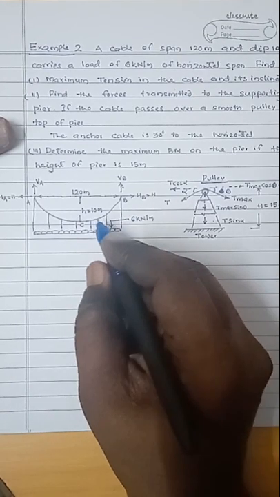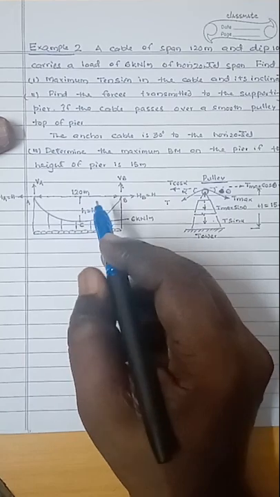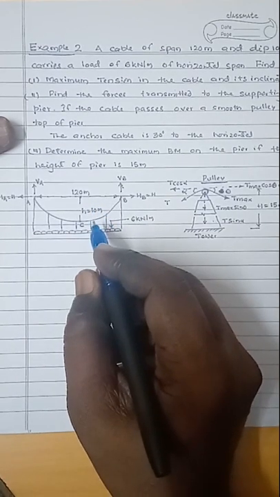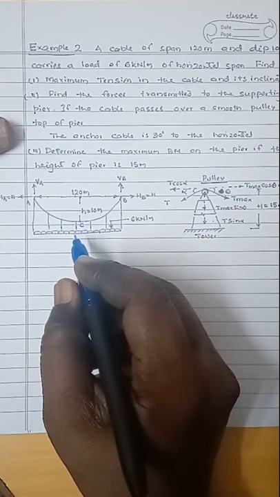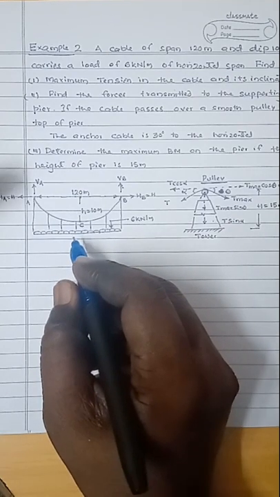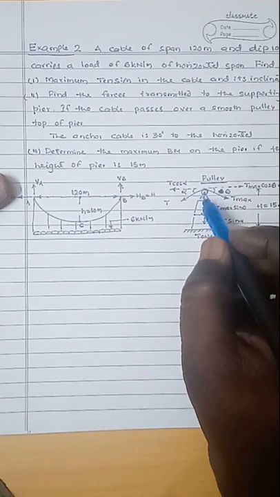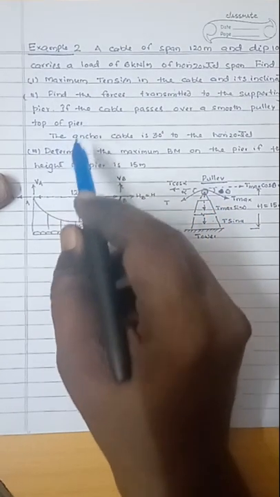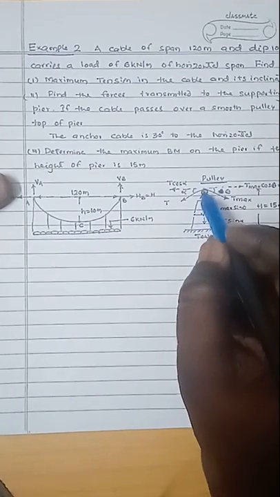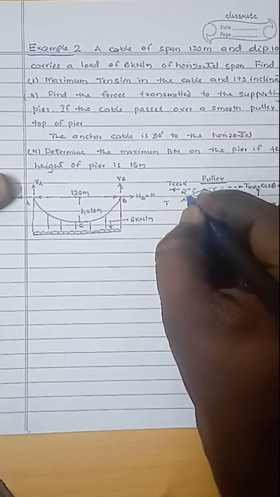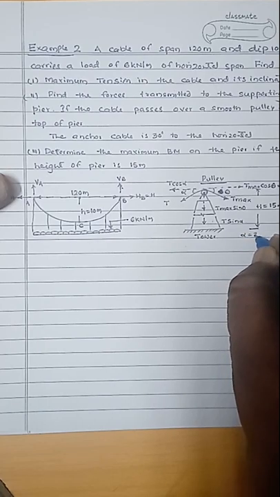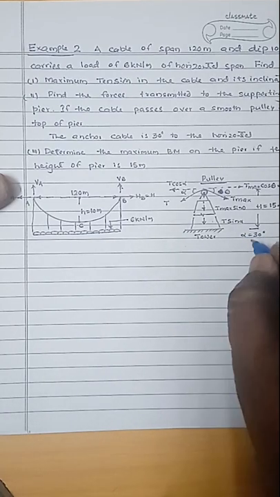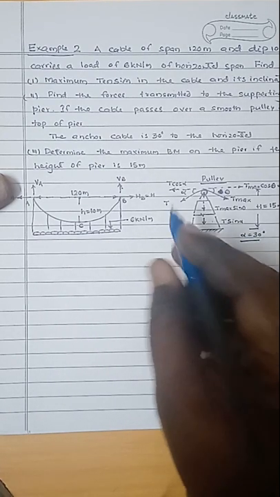per meter of horizontal span. First we have to calculate the maximum tension in the cable and its inclination. Second, find the forces transmitted to the supporting pier if the cable passes over a smooth pulley as shown in figure 2. The anchor cable is inclined at an angle alpha of 30 degree, that is given.